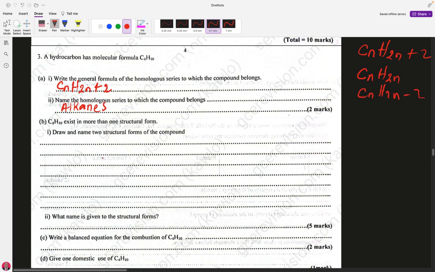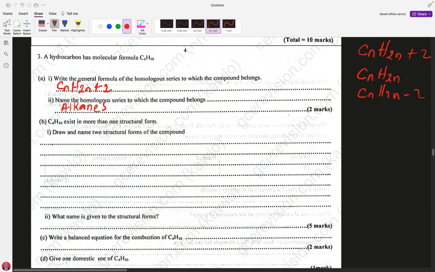Getting onto this question: this exists in more than one structural form. Draw and name 2 structural forms of the compound. Very good. In this question, we have 4 carbon atoms. So the first structure will definitely be normal butane. But means 4, and we are talking of the anes, butane, under the alkanes.